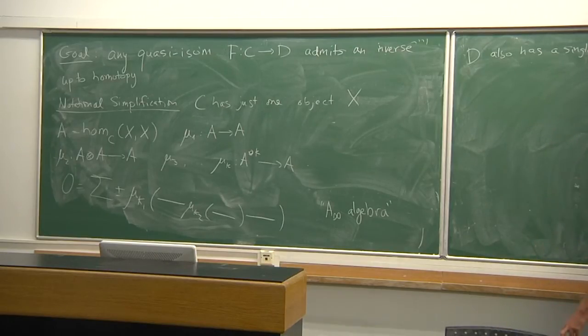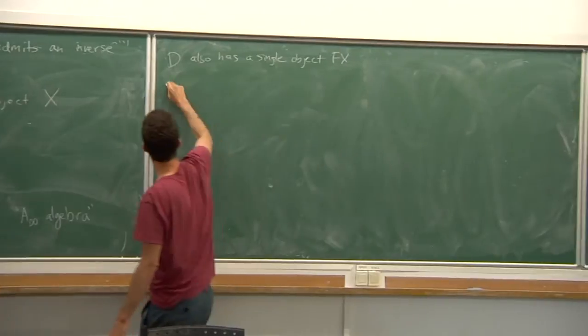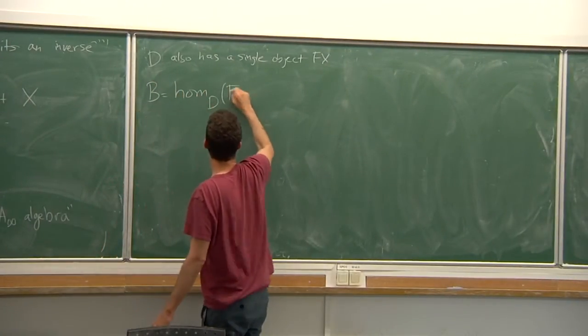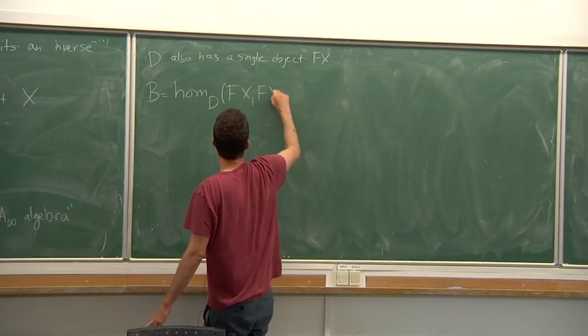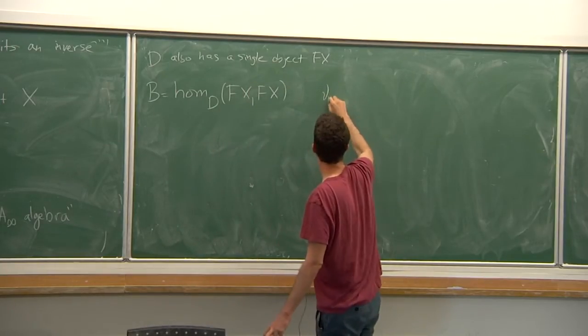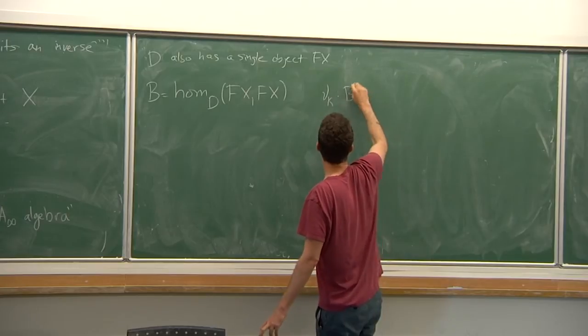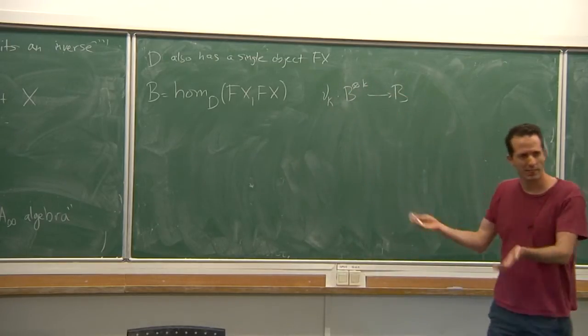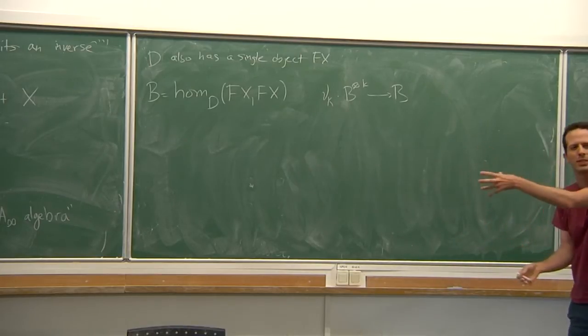Which we denote by fx. Okay, and then we can look similarly at the complex hom between fx and fx. And it will also have these higher operations, which I'll denote by nu k. This will be another A infinity algebra, they satisfy the same relation, so this is another A infinity algebra.